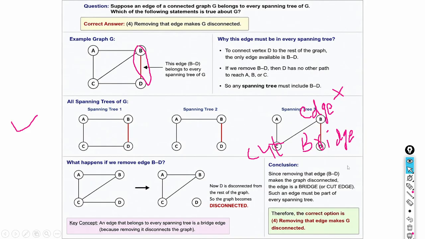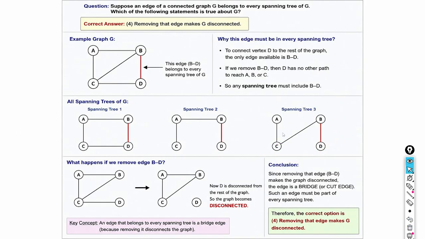Here is an example of the spanning trees. There are different spanning trees: spanning tree 1, spanning tree 2 and spanning tree 3. What happens if you remove edge B to D? There is no connection, and D is isolated. The graph is disconnected. So to connect vertex D to the rest of the graph, the edge B to D must remain available. So any spanning tree must include B to D.